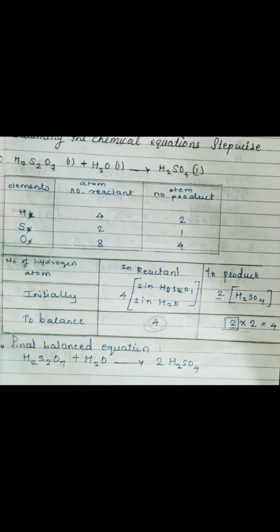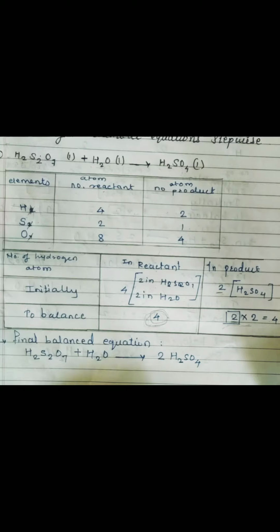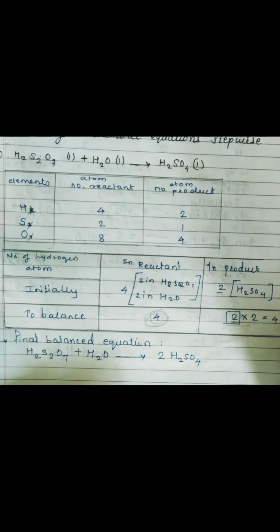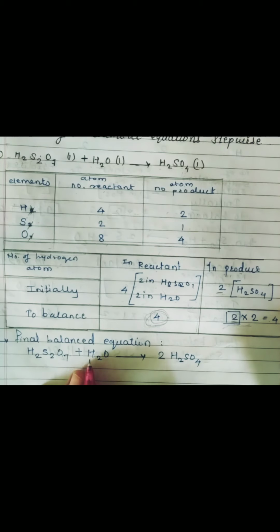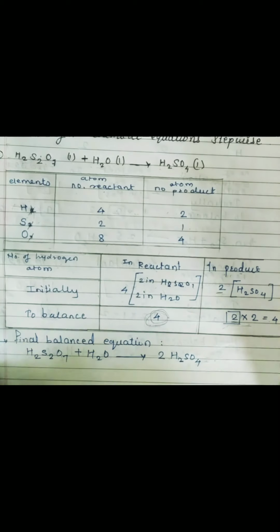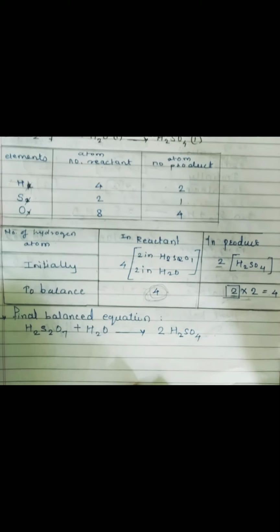So we multiply by 2, and in front of hydrogen we will write 2, and that is also on the product side. So the final balanced equation looks like this: at the reactant side 2 hydrogen, 2 sulfur, 7 oxygen plus H2O, and at the product side 2H2SO4. So how does it go now?